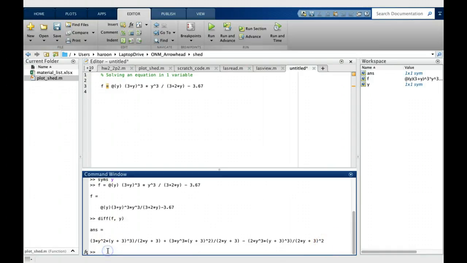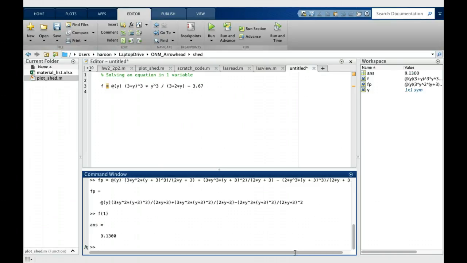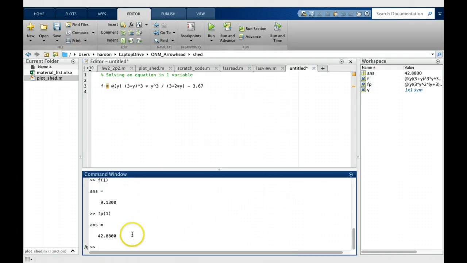Now we can use this to define f prime, which is a function of y again, and we can copy paste this expression of the derivative and put it in front of this definition. So now we can find the value of the function at a given location, and also find its derivative at that location. So suppose we guess our initial value to be 1.